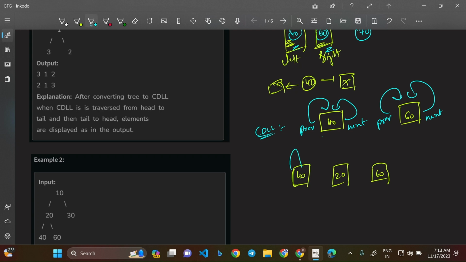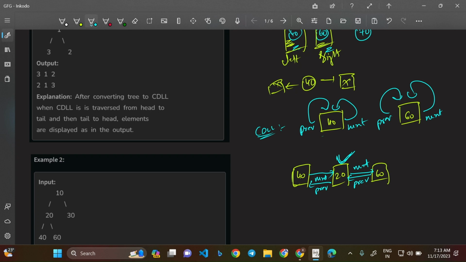Now 40 is only pointing to itself, and 60 is also pointing to itself, both left, previous and next. Now we are trying to put 20 in between them. How are we going to do it? The first step is 40's next will be pointing to 20. 20's next will be pointing to 60. And 20's previous would be 40, 60's previous would be 20. In this fashion we have connected 20 to 40 and 60 completely. 20's previous is satisfied, and 20's next is also satisfied.